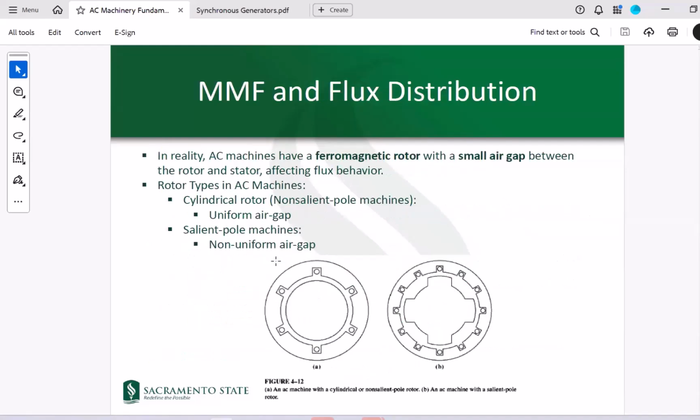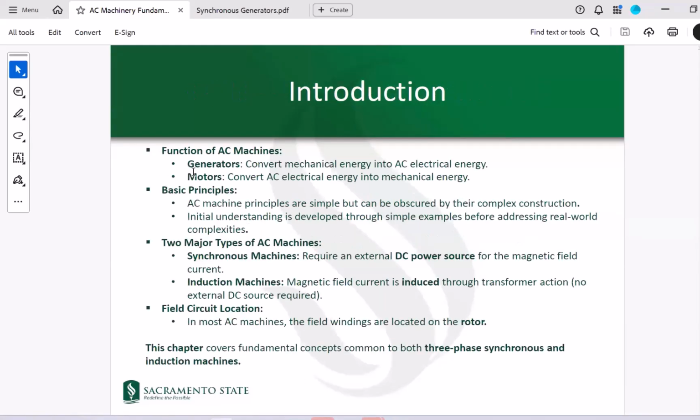A review. So basically, we have the function of AC machines, generator versus motors. The basic principles associated with the generation and motoring action are really based on the two very basic formulas that we talked about at the beginning of this course. The two major types of AC machines were the synchronous machines and induction machines.